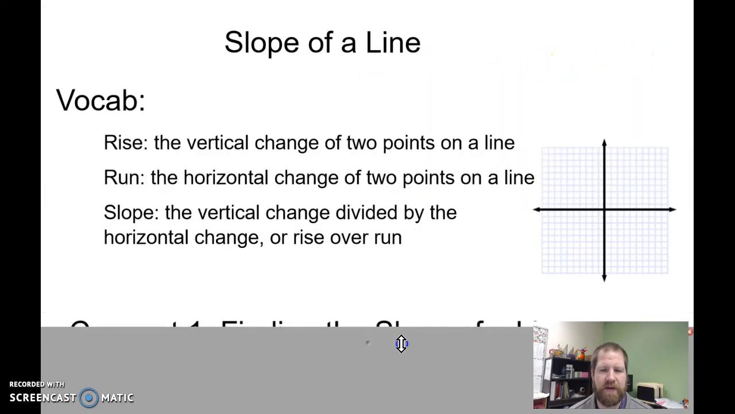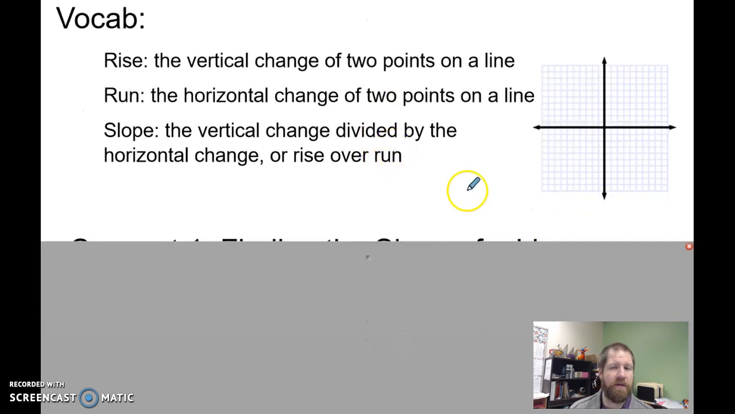Alright, so we've got some vocabulary that we've already been using, but it's good to go over it again. Rise is the vertical change between 2 points on a line. So if I had my, well, I won't make it a line, I'll just put 2 points. If those are my 2 points, my vertical change is going to be the distance vertically between the two. So that would be 1, 2, 3.